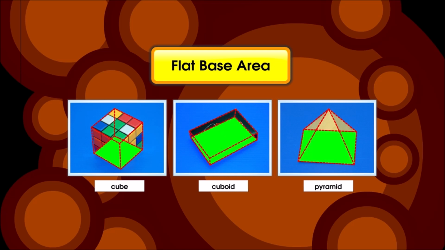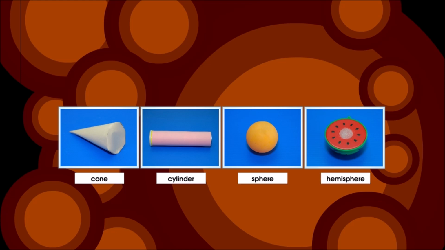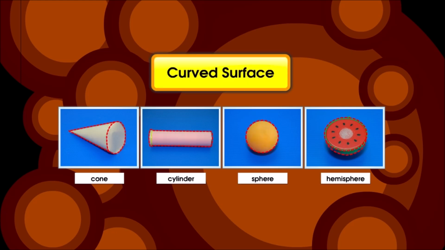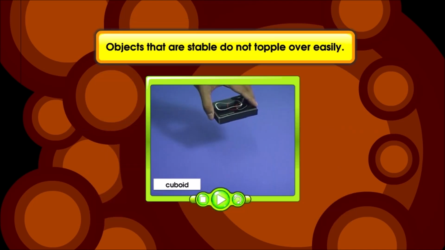Base area. Objects with the shape of a cone, cylinder, sphere or hemisphere have a curved surface. Objects with a flat base area are stable. Objects with a curved surface are not stable when we place them this way. Objects that are stable do not topple over easily.